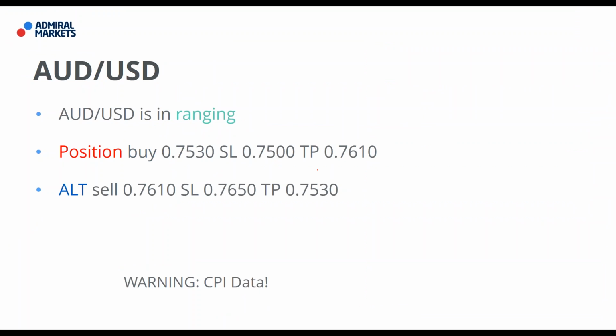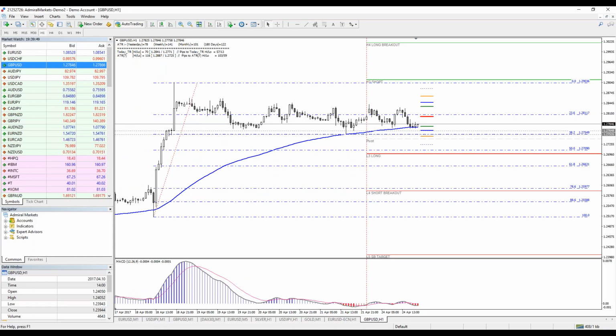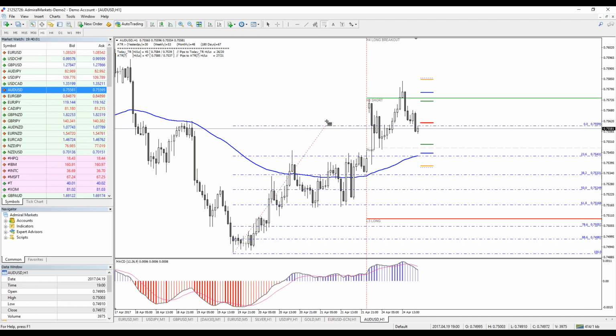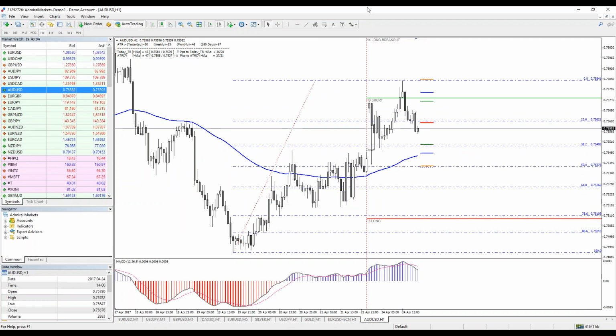Australian dollar ranging, guys. Also be careful because on Wednesday you will see CPI data. Australian dollar ranging, positional buy 0.6530, 0.6500 stop, 0.6610 is TP. Sell 0.6610, stop 0.6650 and TP is 0.6530. Okay, here 0.6530, positional buy trade. Here we have a retracement. 0.6530. Okay, here you see what happened.